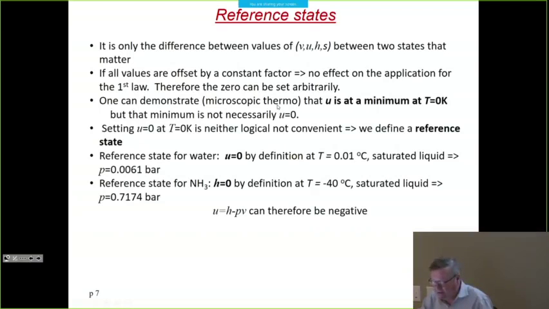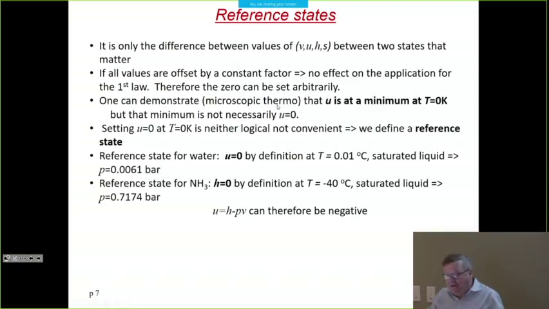And here in particular, for water, U is 0 by definition at T equals 0.01 centigrade, saturated liquid, and pressure is so many bars. Now, for ammonia, we set it at a different spot. H is 0 at minus 40 degrees centigrade, P is 0.71 bar.